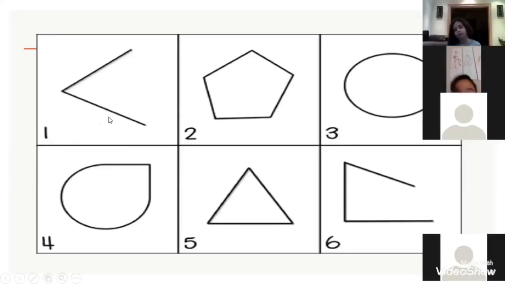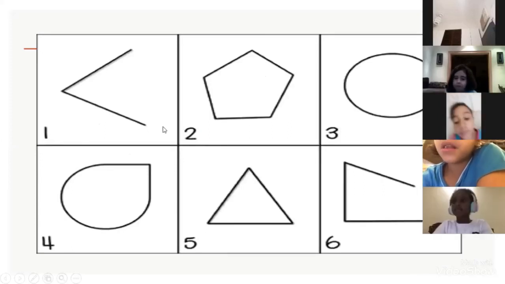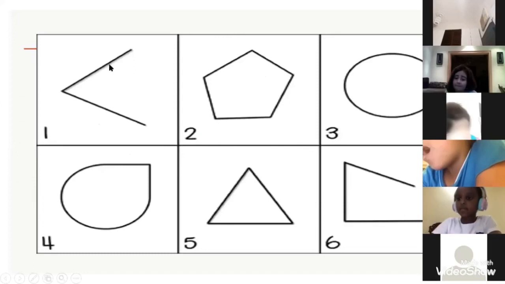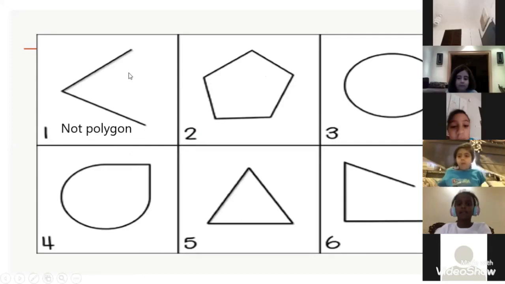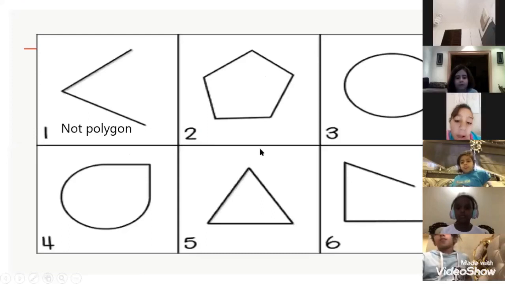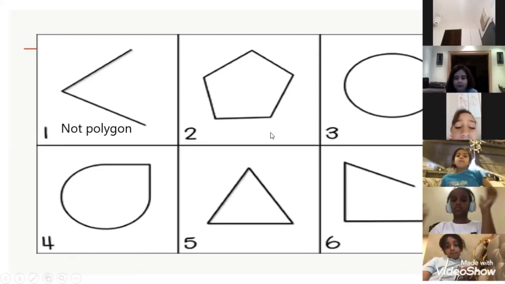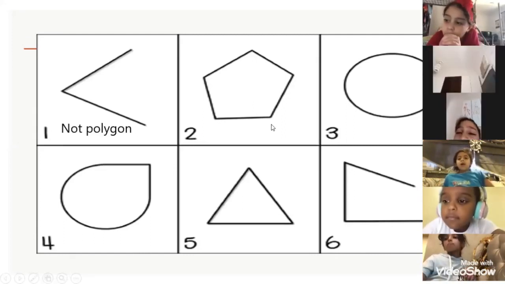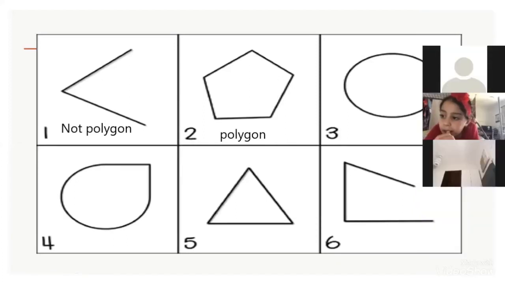Lujain, number 1. Do you think it is polygon or not polygon? Not polygon, because it is open. Okay. Tala, number 2. Do you think it is open or closed? It is polygon. Polygon. Excellent. Number 3. Is it polygon or not polygon? Not polygon. No sides.